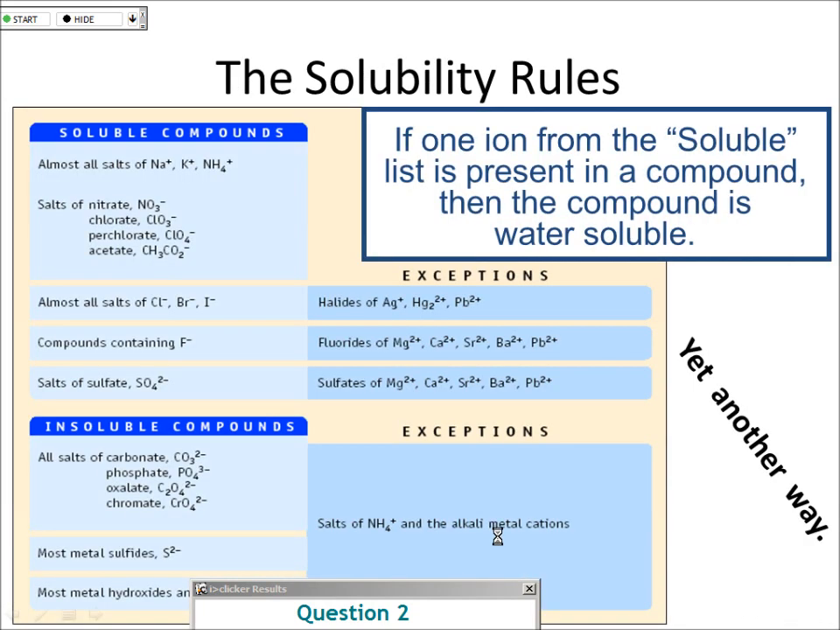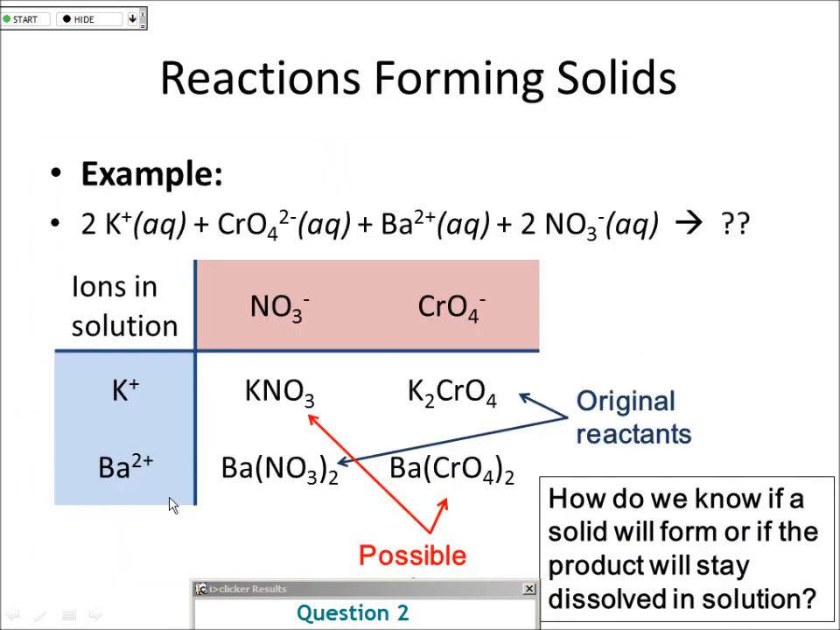Yeah, alkali metals are those first row of metals. So potassium chromate is soluble, but barium chromate won't be. So barium chromate is going to precipitate out. In this list of possible products, this is going to precipitate out. That means that what will be left in solution is this.